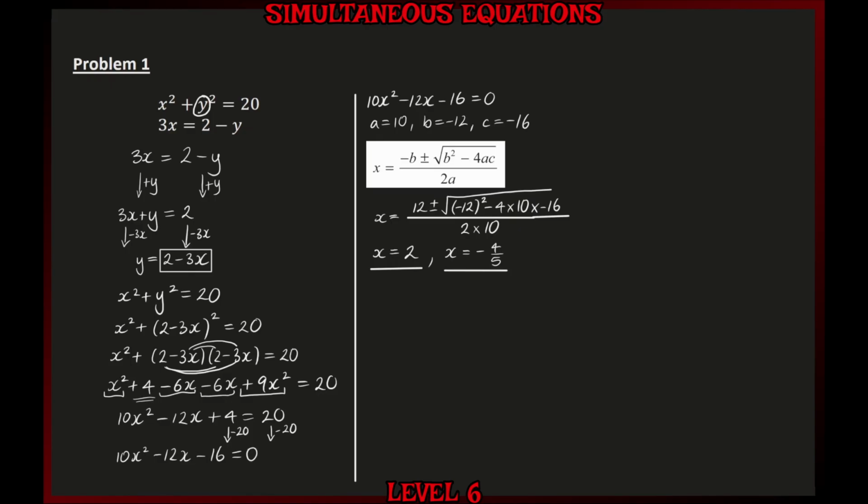What we now need to do is find a corresponding value of y for each of those values of x. And to do this, we can use our rearranged equation, y is equal to 2 minus 3x, because y is already the subject, and substitute these in.